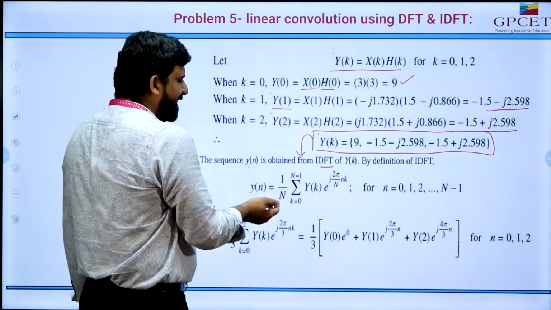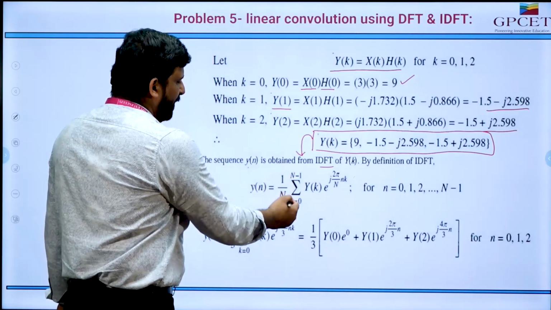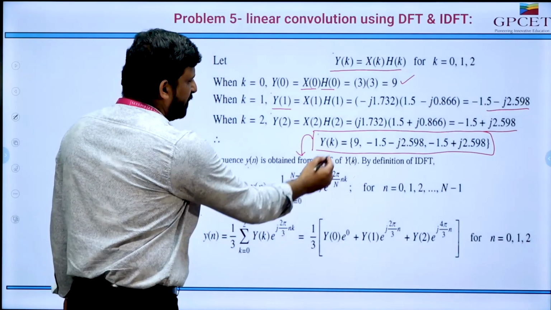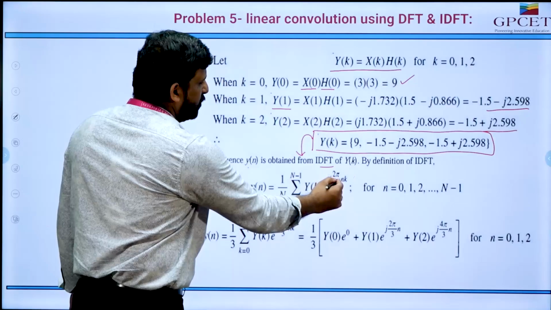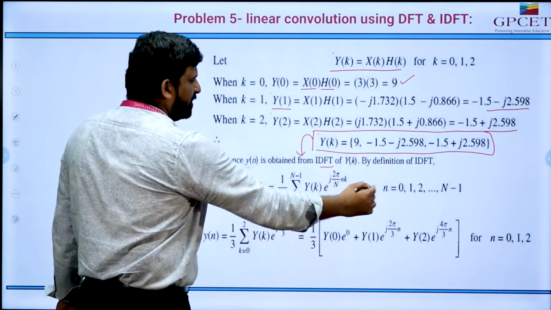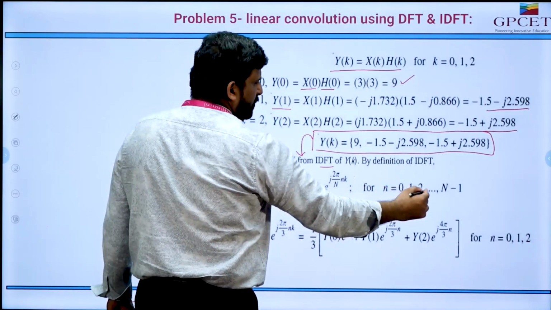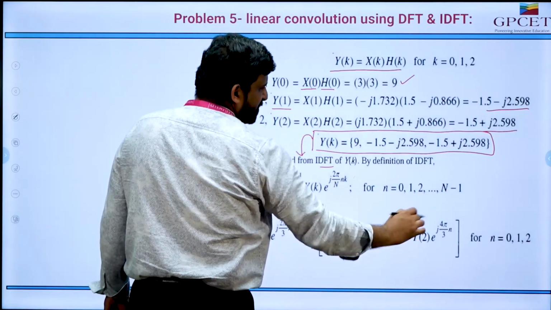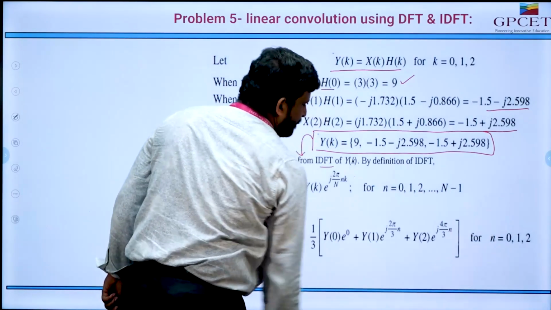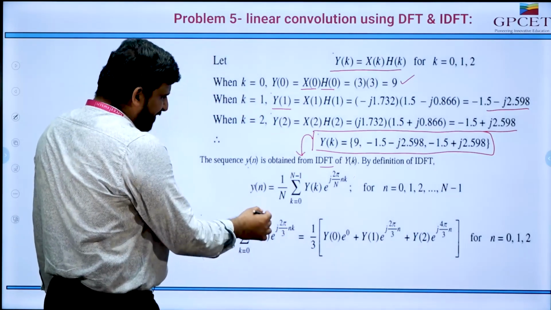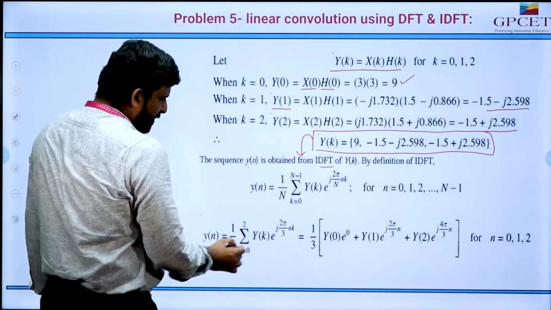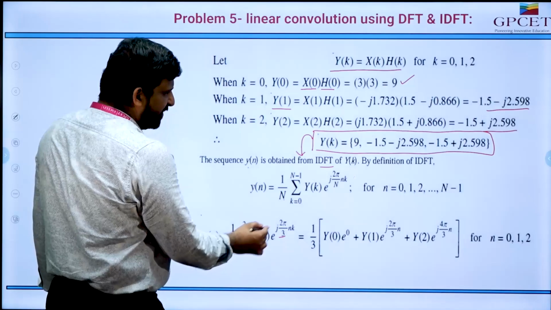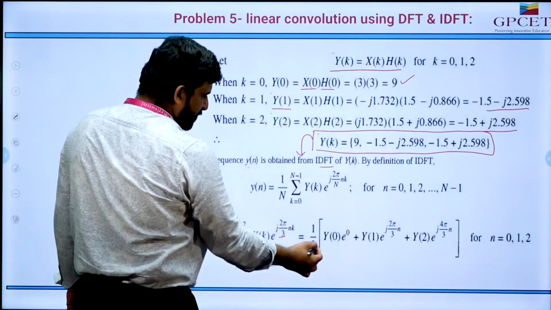So, what is the equation? The generalized equation: y of n is equal to 1 by N summation k is equal to 0 to N minus 1 of y of k e power j 2 pi by N into k n, for all the values n is equal to 0, 1, 2, and so on up to N minus 1. What is the N value here? It is 3. So, 3 minus 1 means 2, that is 0, 1, 2. If you substitute all the values for N is equal to 3, the values of y of k are substituted here.